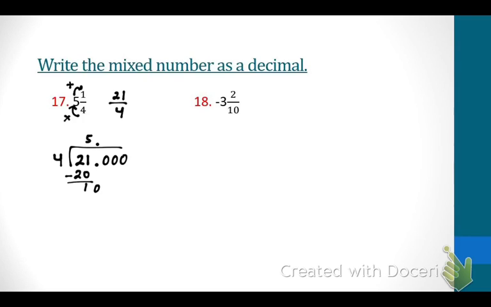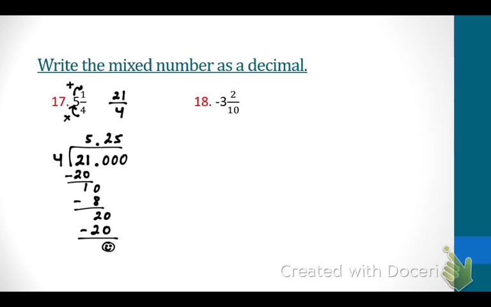Brandon, how many times does 4 go into 10? Guys, how many times? 2 times. 2 times 4 is 8. 10 minus 8 is 2. Bring down your 0. Guys, how many times can a 4 go into a 20? 5 times. 5 times 4 is 20. When you get a 0, you are happy because your work is done.